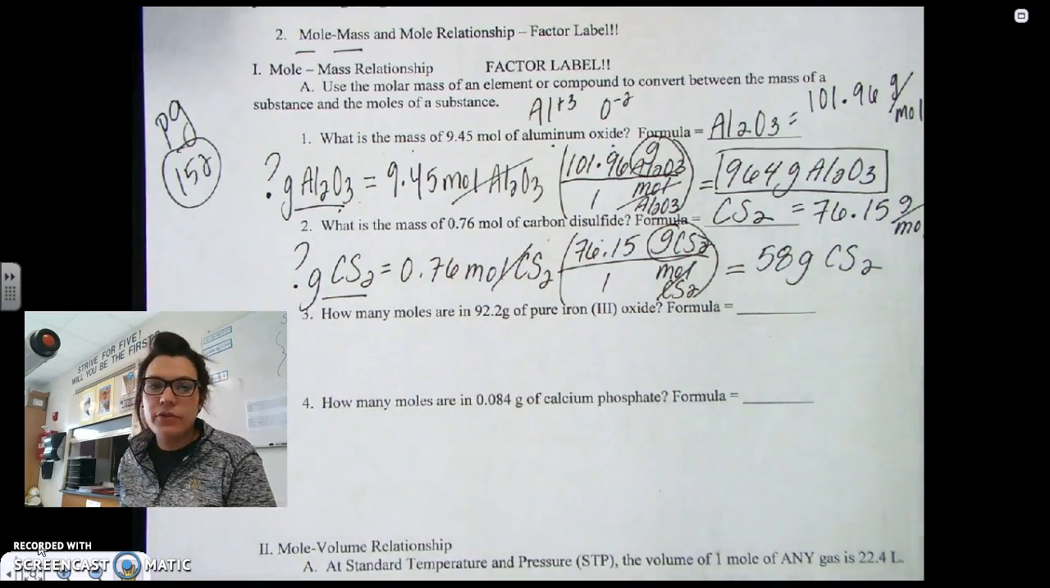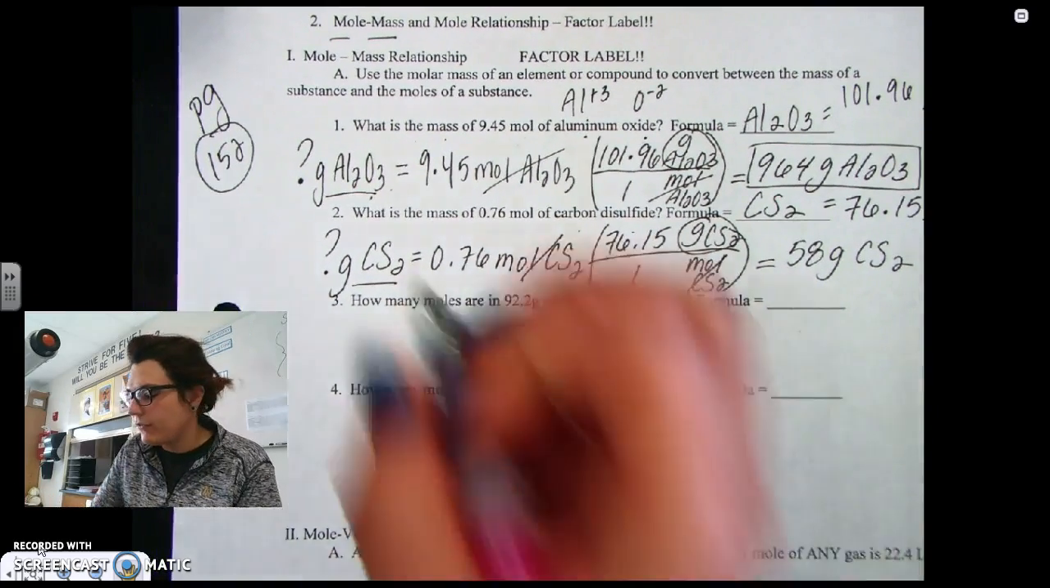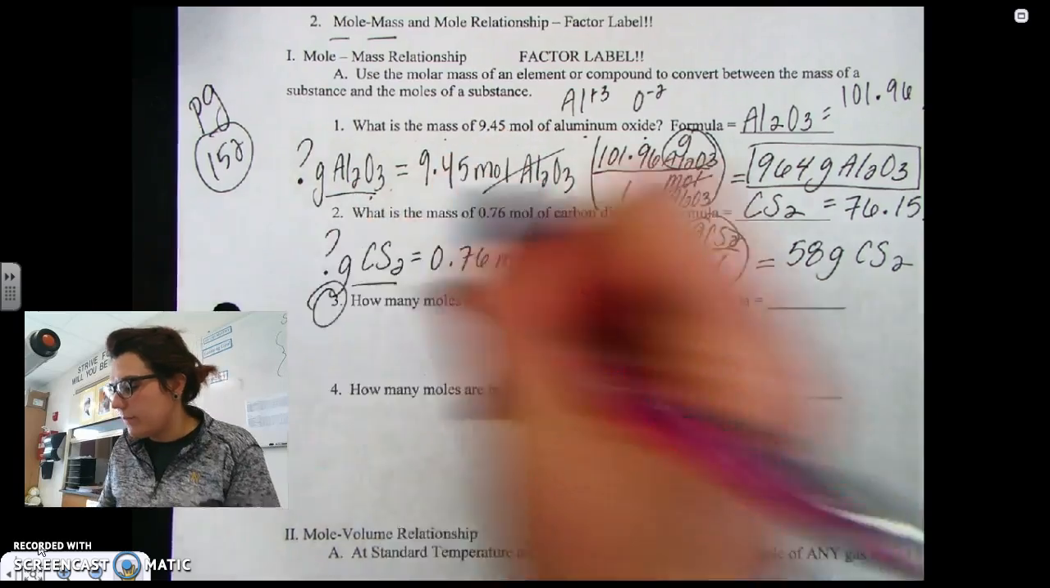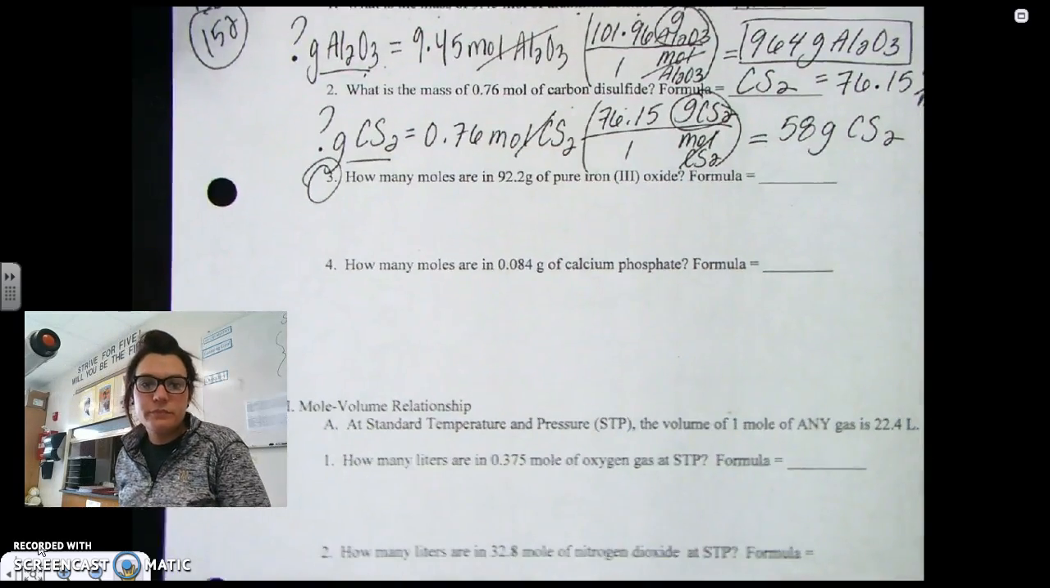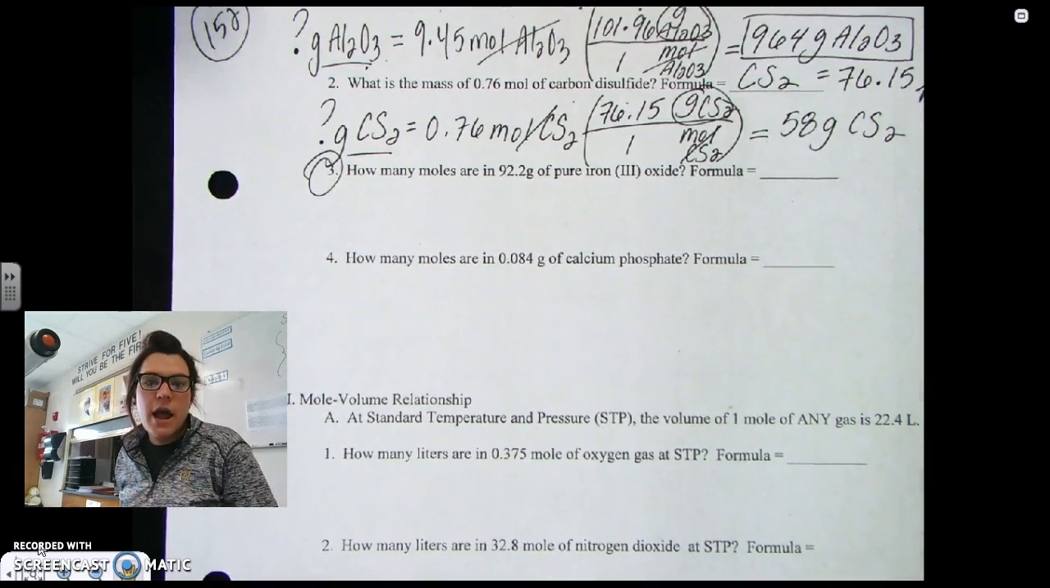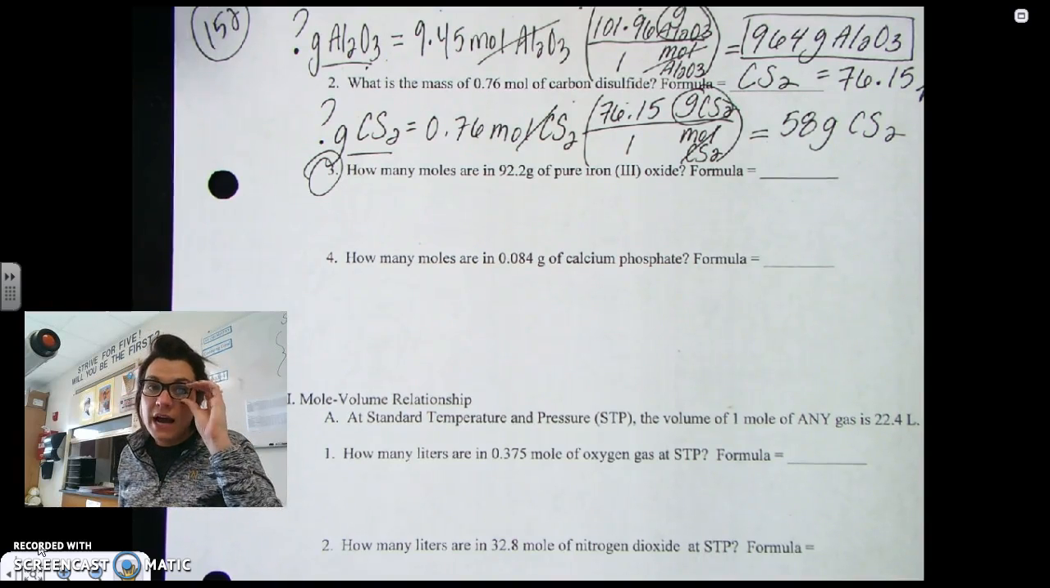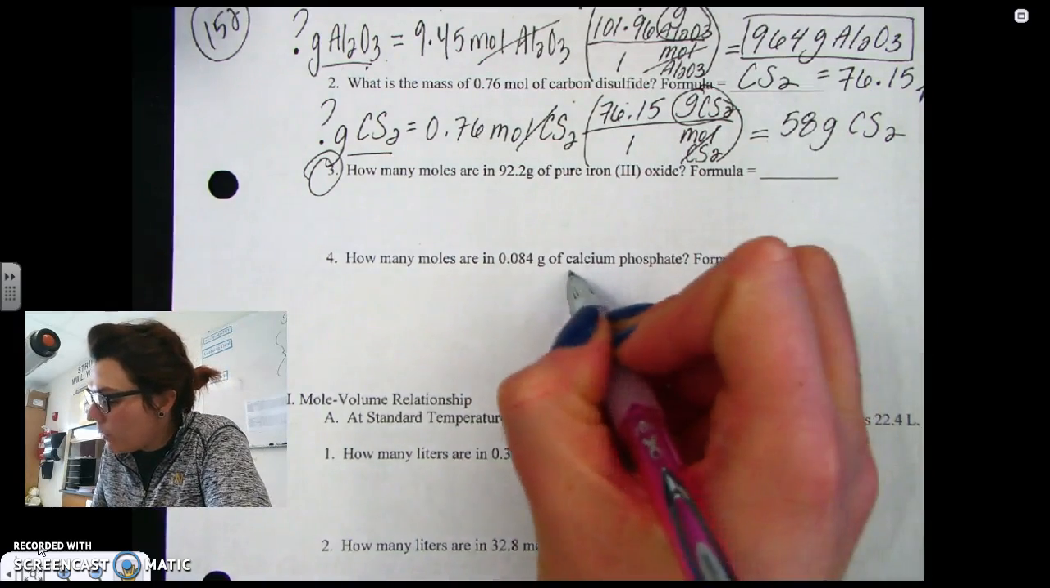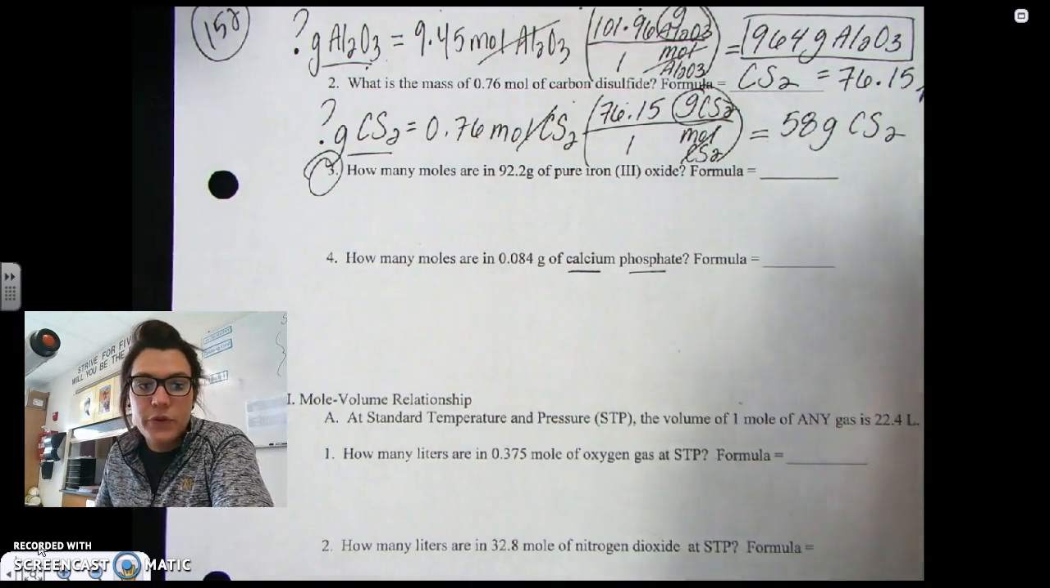I'm going to skip number 3. This is the one that I'm going to check for homework. I'm going to look at number 4, okay? Number 4 says, how many moles? Okay, now this time I'm not doing grams, question mark grams, I'm doing question mark moles, okay? So this time I'm doing moles of calcium phosphate, okay?